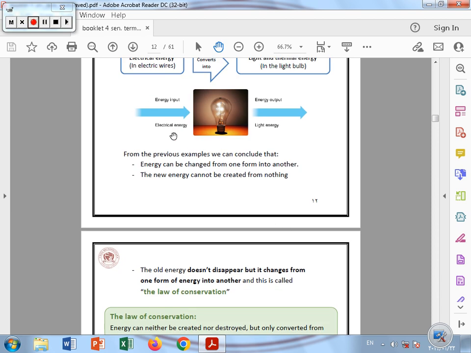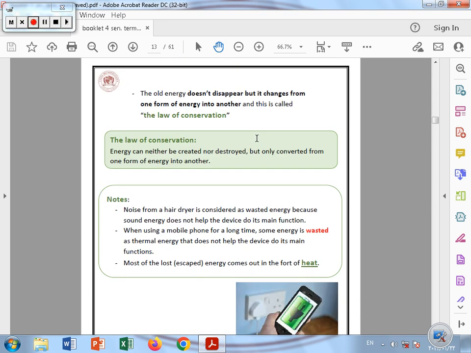So the electric energy cannot disappear or be lost, but it changes to the light energy that comes out from the lamp. And that's called the law of conservation of energy. So what is the law of conservation? It says that energy can neither be created nor destroyed. So we cannot create a new type of energy, and we cannot destroy any type of energy, but energy can only be converted from one form to another form.